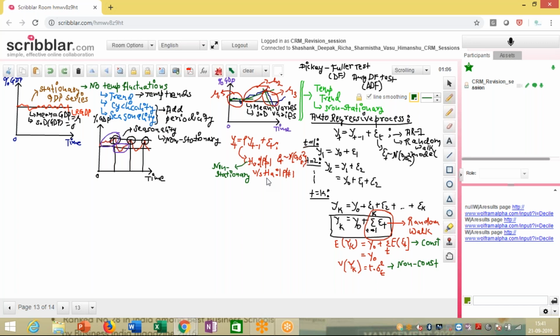Non-stationary. So this is the basic test of a stationary versus a non-stationary process, and the very benchmark of a non-stationary process is this random walk process. So this is the point from where your test of non-stationarity begins. So how do we test this? This is what the Dickey-Fuller test does. So the Dickey-Fuller test is defined something like this.